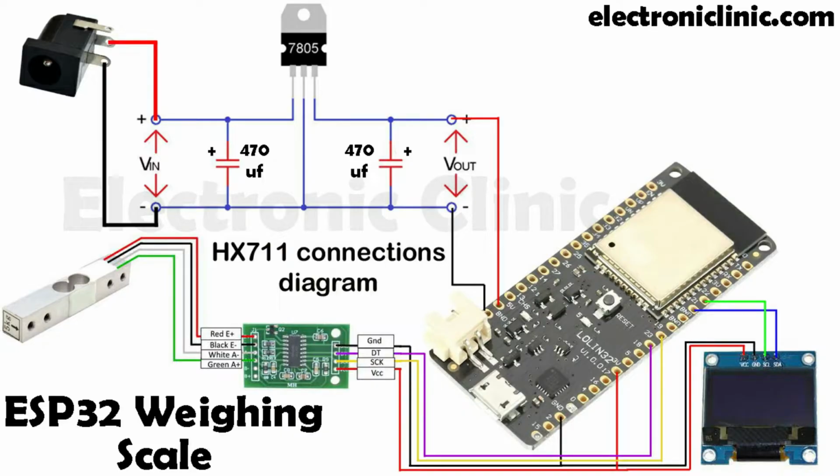The SDA and SCL pins of the I2C supported OLED display module are connected with the I2C pins of the ESP32 module, which are IO pins 21 and 22, while the VCC and ground pins of the OLED display module are connected with the ESP32 3.3 volt and ground pins.